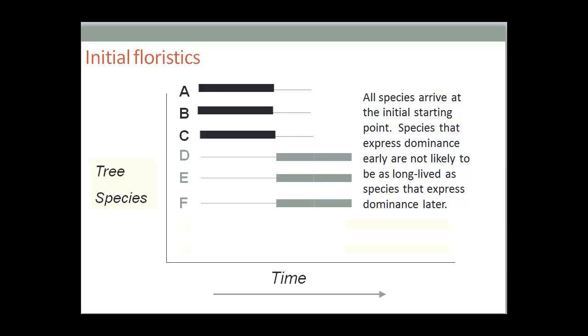The alternative model, this was Henry Gleason's model, is called initial floristics. His argument is that all of the species arrive essentially at the same time. Here we see species A, B, C, D, E, and F. At the starting point, they are all present. Not all of them are dominant. So at the early point, species A, B, and C are dominant. Species D, E, and F are present, but have not expressed their dominance. So all the species arrive at the initial starting point. The species that express dominance early are not likely to be as long-lived as the species that express dominance later.